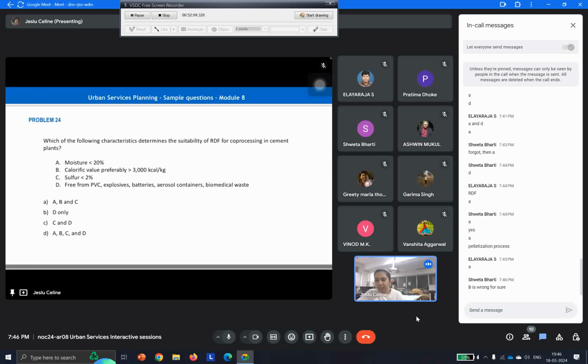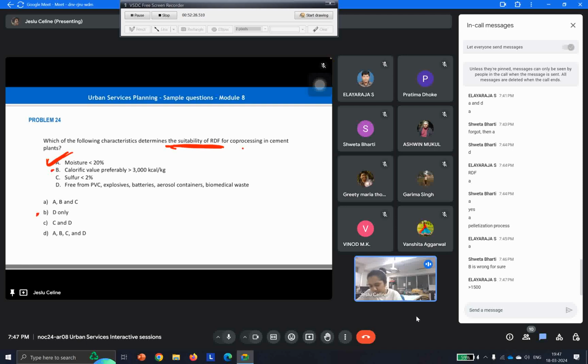B is wrong for sure. Okay, B is wrong for sure. Are you talking about this B or this B? I think this B, calorific value preferably greater than 3000 kilocalories, is wrong. No, actually it's all of them. We are talking about the suitability of RDF for co-processing. It should have a moisture content less than 20 percent, the calorific value is preferably greater than 3000, the sulfur percentage should be less than 2 percent, and it should be free from those materials. So it's A, B, C, and D.